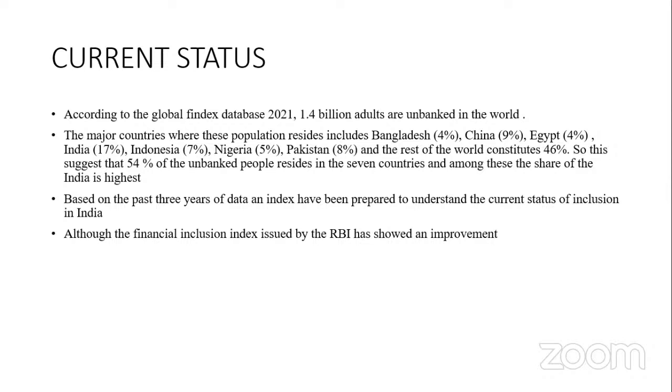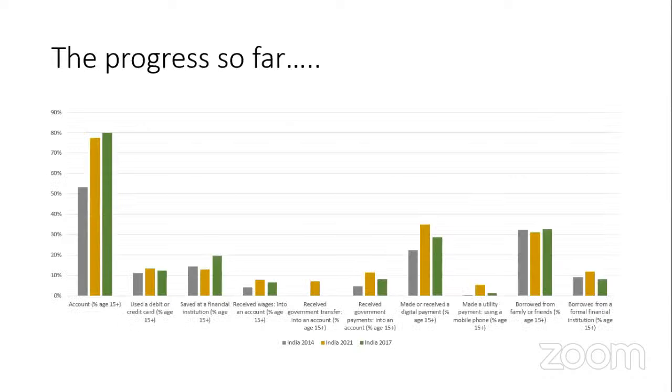This time also RBI has issued a financial inclusion index, and the index has shown an improvement. So this is the progress so far. This data has been selected from Global Findex data only, which shows the current status. These are the indicators that I have selected, and these indicators have been selected for the other G20 nations also.